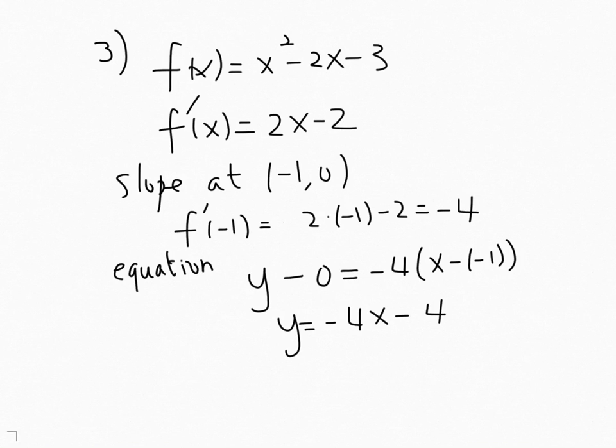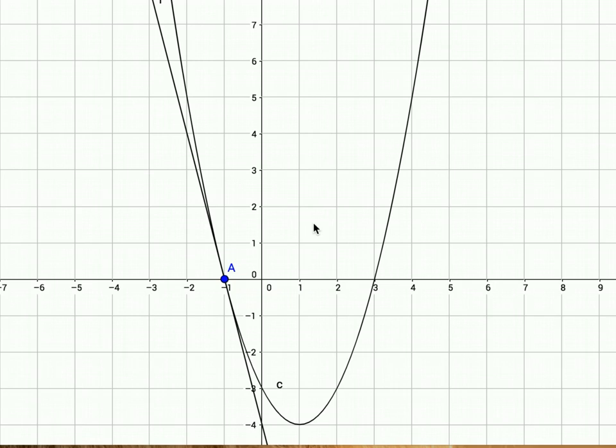So y minus y1 equals m times x minus x1. Writing into slope-intercept form, I have y equals negative 4x minus 4. For this function, you will find the parabola, the quadratic equation x squared minus 2x minus 3, has a vertex located at (negative 1, negative 4). And from here, you can do your count: right 1 up 1, right 2 up 4, left 1 up 1, left 2 up 4.